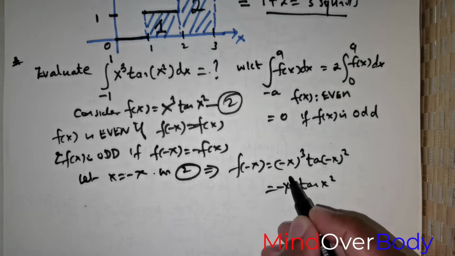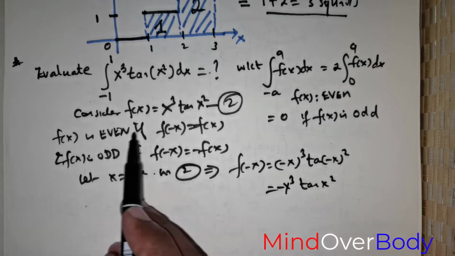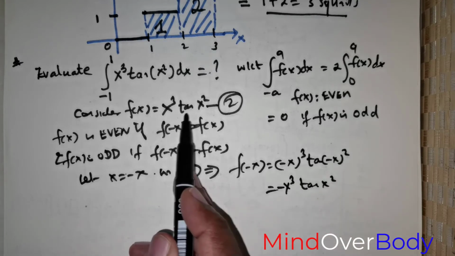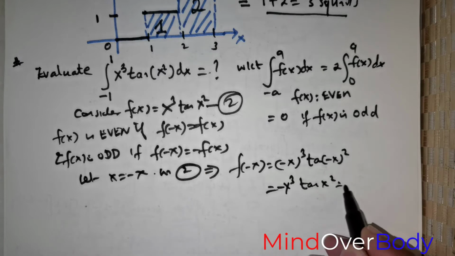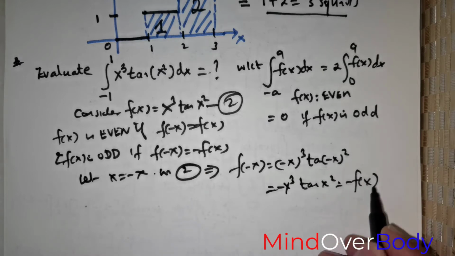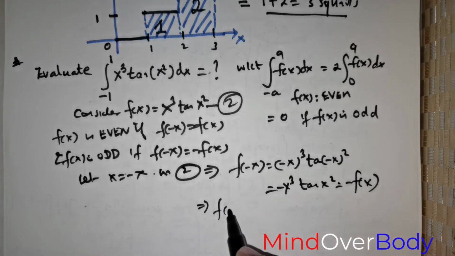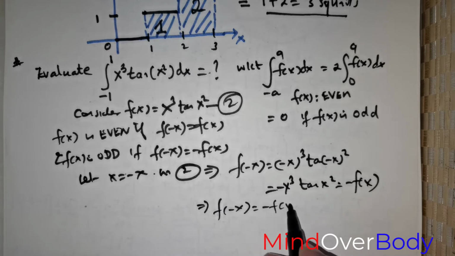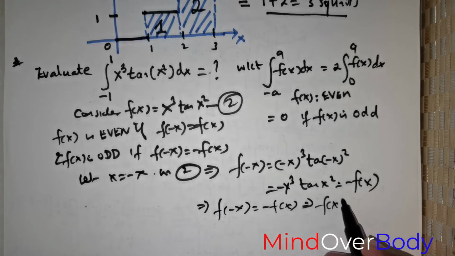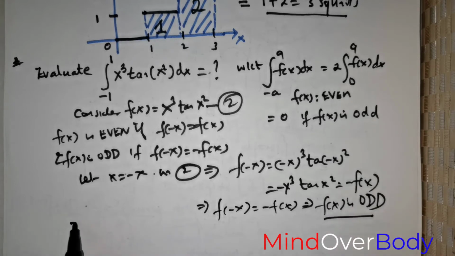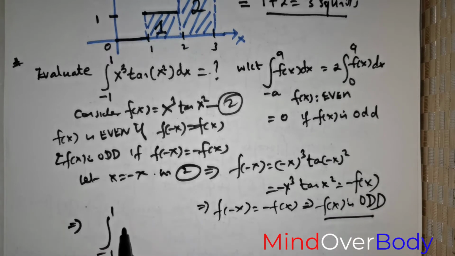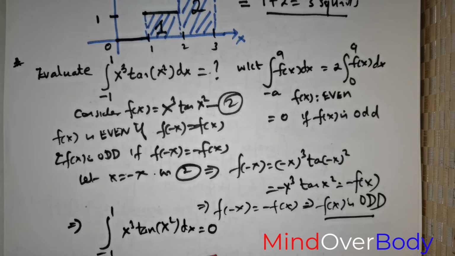This is going to give me negative x cubed. But what is f of x? x cubed times tan of x squared, which is equal to negative f of x. So this means f of negative x is equal to negative f of x, which in turn means f of x is an odd function. Because it is odd, this would mean the integral from -1 to 1 of x cubed tan of x squared dx is equal to 0, and it is a good place for us to draw the red line.